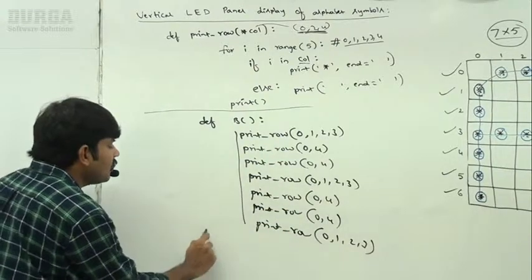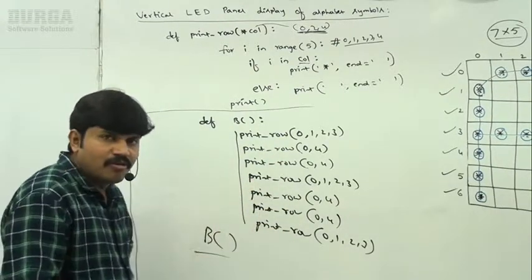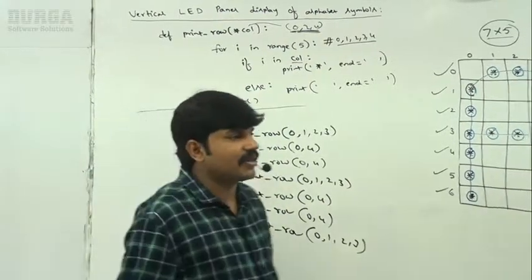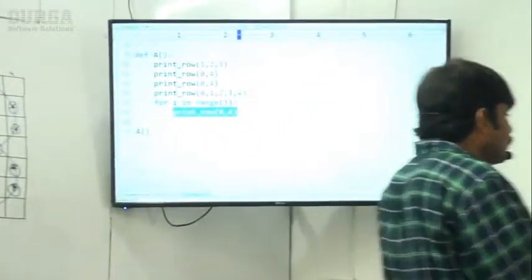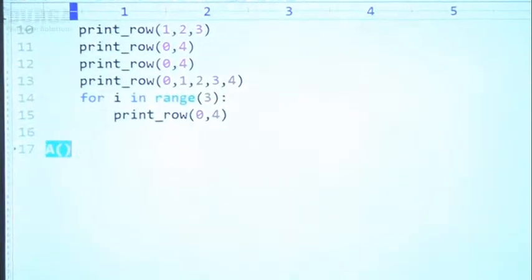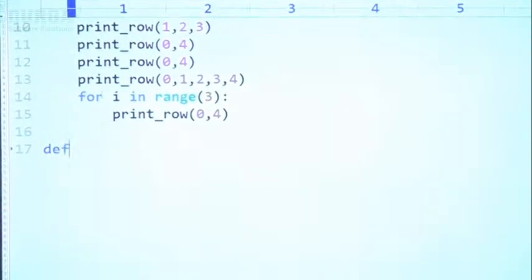Just call this B function. Now the B alphabet symbol will be ready. Have a look once. Observe carefully. Here A already we wrote. A function is already written. Now let me go for the B function.